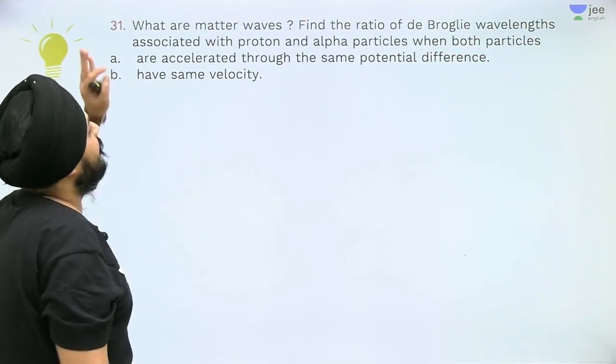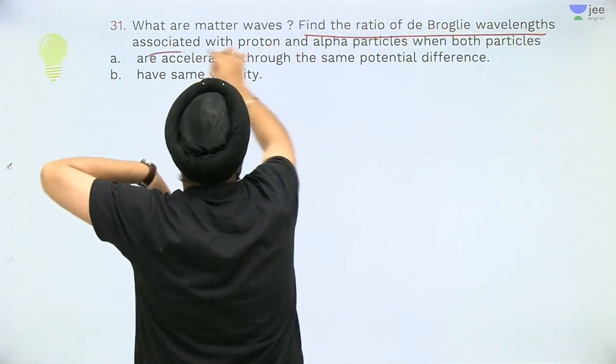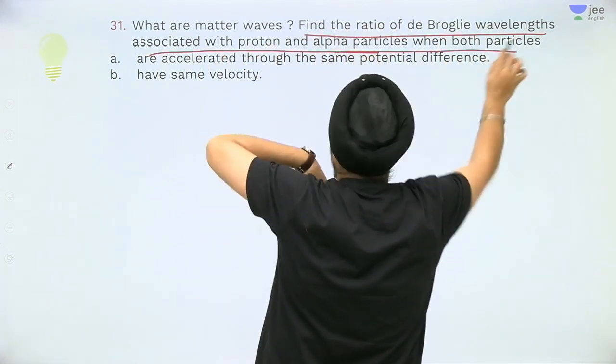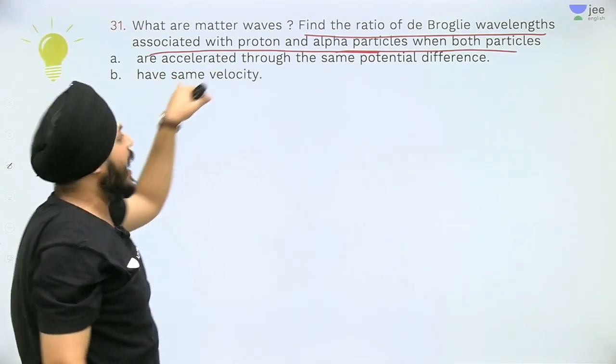See, what are matter waves? Find the ratio of the de Broglie wavelengths associated with a proton and an alpha particle when both particles are accelerated through the same potential difference and with the same velocity.